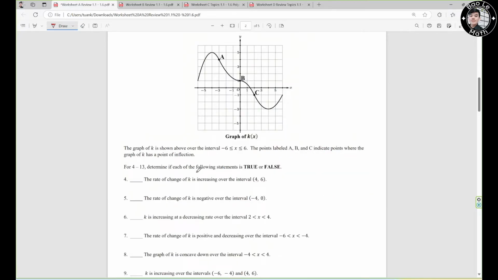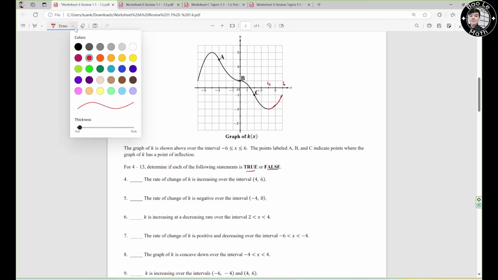Determine if each of the following statements is true or false. Now question 4. The rate of change of the function k is increasing over the interval 4 to 6. So we look at this one, 4 to 6. This is 4 and this is 6 right here. So this guy right here, yes, the rate of change of k is increasing.